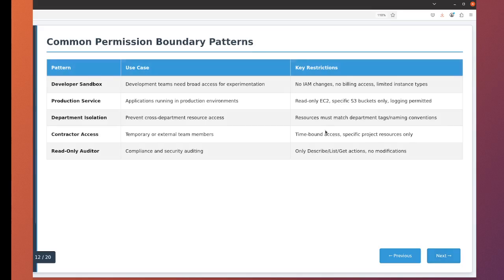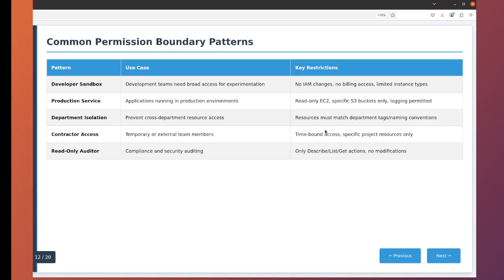Let me share some real-world boundary patterns that work well in different organizational contexts. These aren't just theoretical. These are proven approaches used by companies ranging from startups to Fortune 500 enterprises. The developer sandbox pattern gives developers broad access to development services while preventing them from affecting production or security-critical resources. This enables fast iteration while maintaining guardrails.